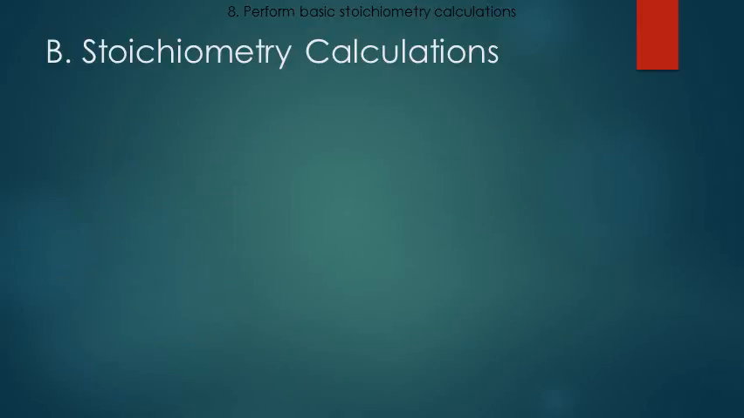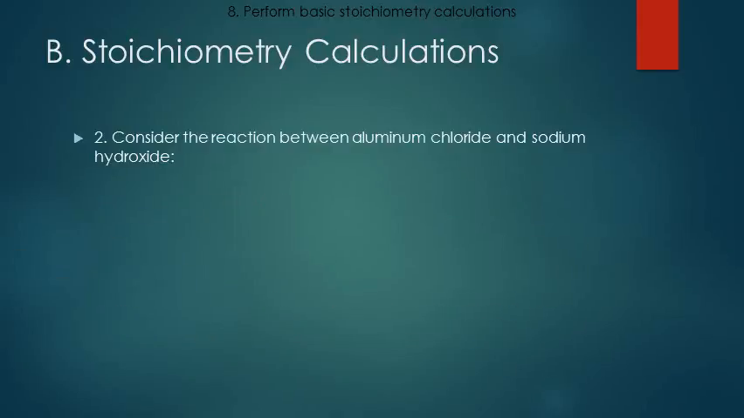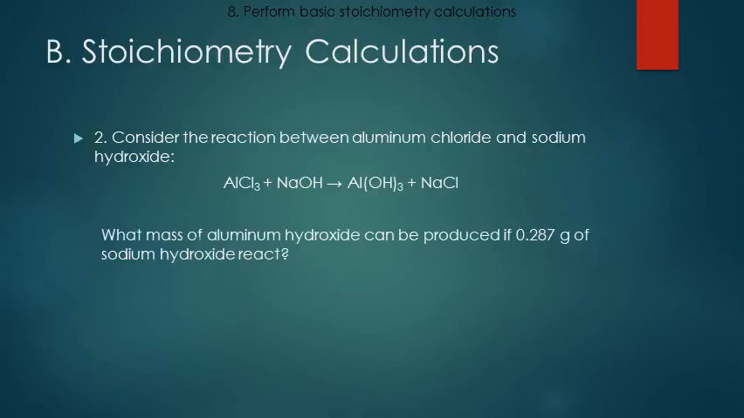Let's take a look at another example. Consider the reaction between aluminum chloride and sodium hydroxide. Here is the equation for the reaction. You can see we have aluminum chloride reacting with sodium hydroxide. This is double displacement, so we get aluminum hydroxide and sodium chloride. Here's the question. What mass of aluminum hydroxide can be produced if 0.287 grams of sodium hydroxide react?